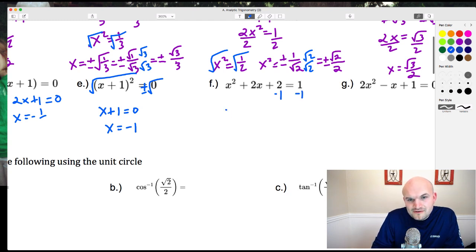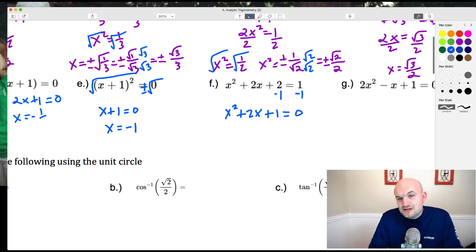Subtract 1 on both sides, so therefore we have x squared plus 2x plus 1 equals 0. Now I want to look into factoring this and say, all right, what two numbers multiply to give me positive 1 and then add to give me 2? Well, guess what? That becomes x plus 1. Oh, that was a bad equation. That was the exact same one as the other example, just rewritten. But either way, that turns into x plus 1 squared equals 0, which again, we know our solution is x equals negative 1.